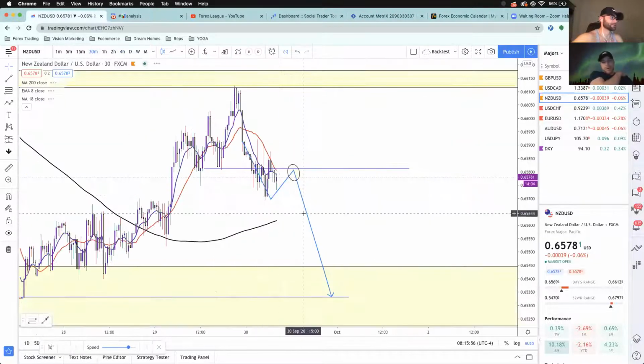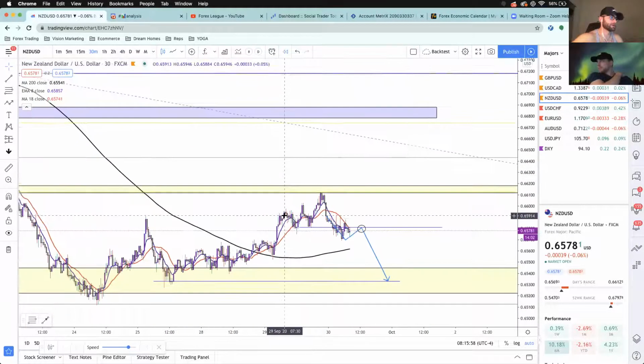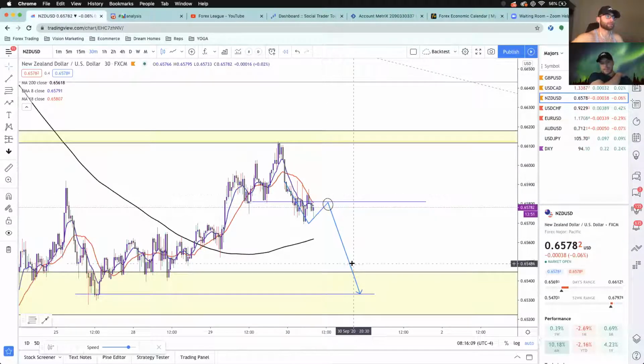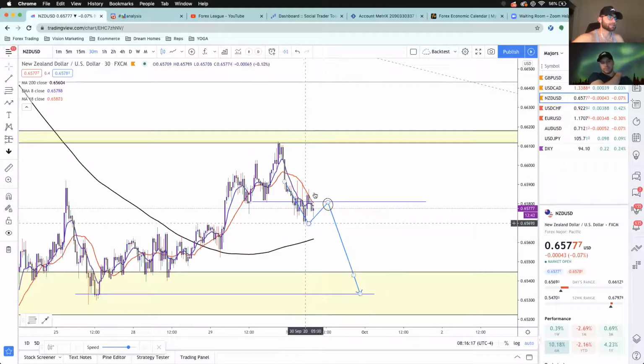So we can break this down to the 30-minute. So 30-minute is where I was looking for this to break. So we had a little break here. Now we're pulling back. We need to find solid resistance here. Ideally, the moving averages cross again, and then we're going to short this. So NU, definitely looking to short this pair unless it just breaks all the way above this level right now. So this is the situation we're looking at in NU.